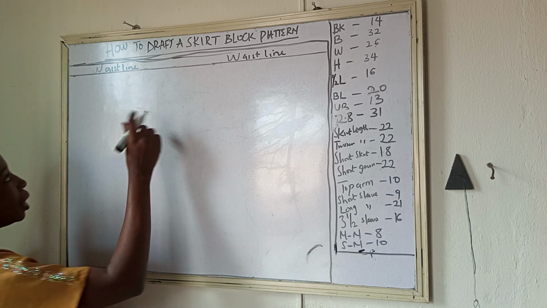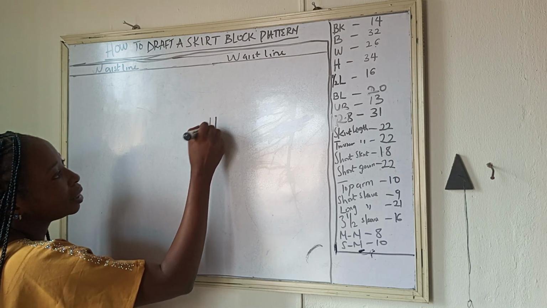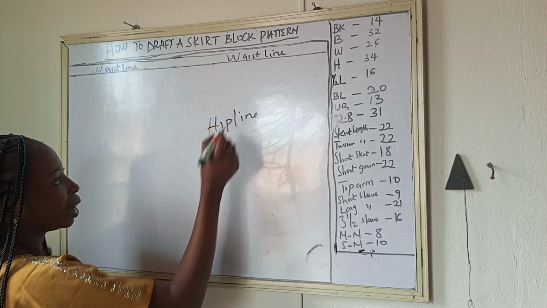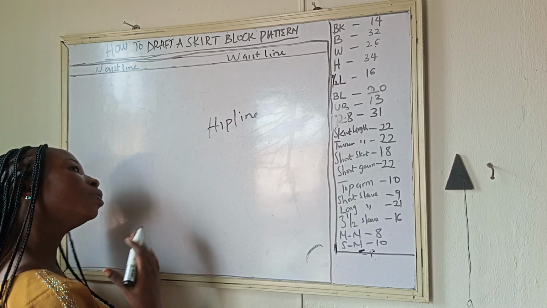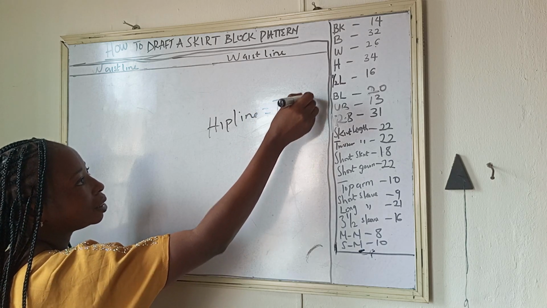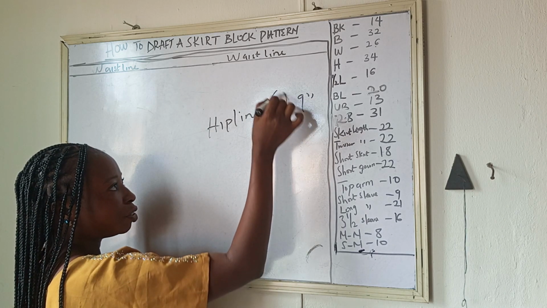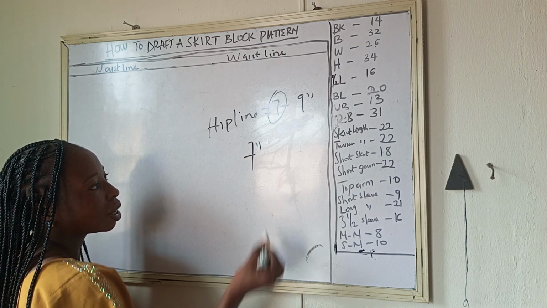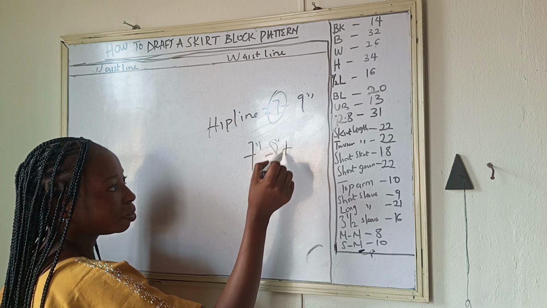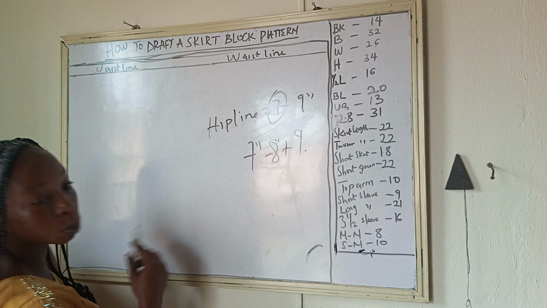Another thing we need to do is find our hip line. So how do we get our hip line? The average measurement they all use for the hip line is from 7 to 9 inches. If the person is very short, you can use 7 inches, if the person is an average height, you can use 8 inches, and if the person is very tall, you can use 9 inches. This works really well.